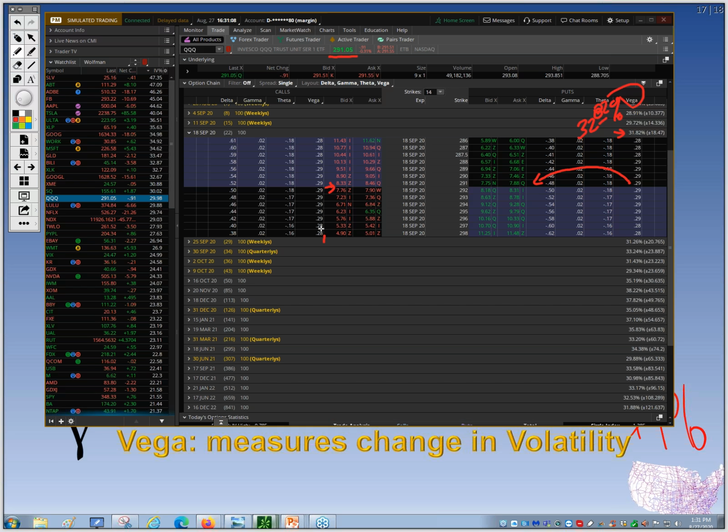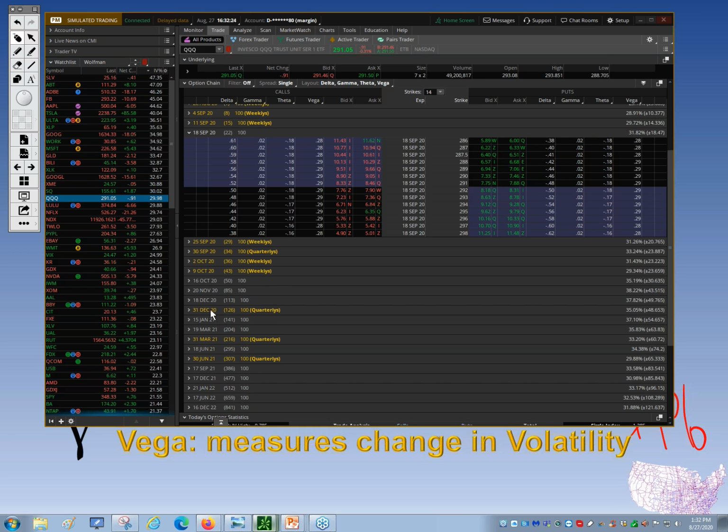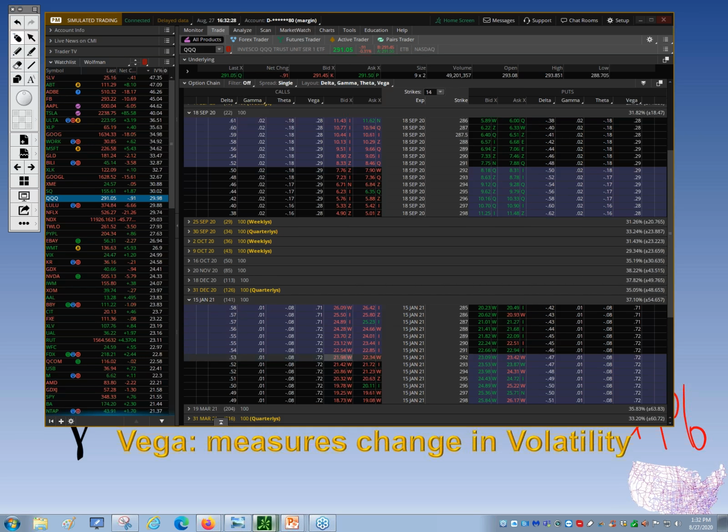We're not talking about the 16 delta or anything like that. We're talking about the ones that are very close to at the money. Those are the ones that are going to have the highest volatility coefficient. Now, if we look at volatility, we know it affects further duration options a little bit more than the nearer duration options, right? So if you want to take advantage of volatility expanding, the idea is to go out there along the curve, right?